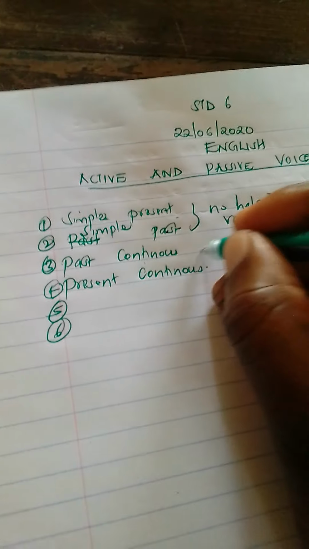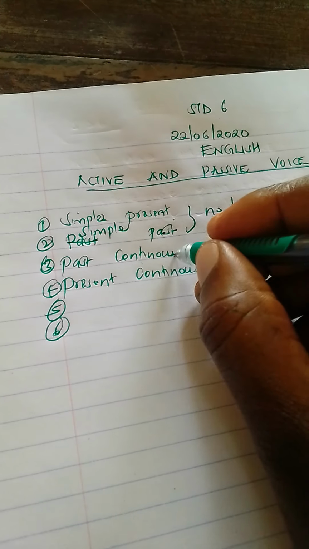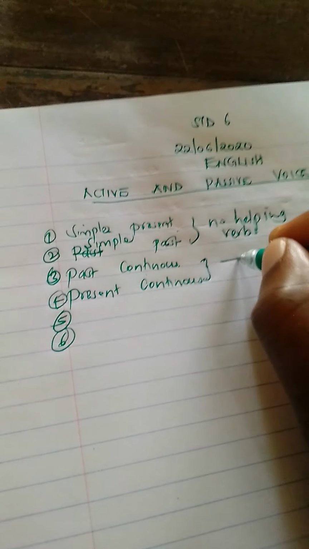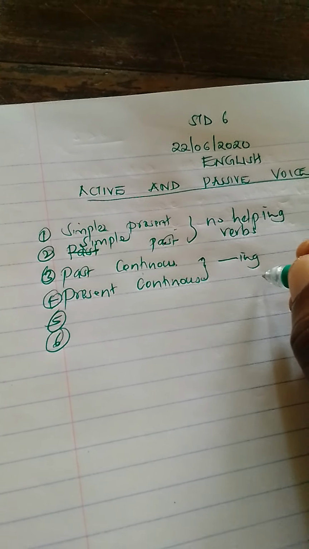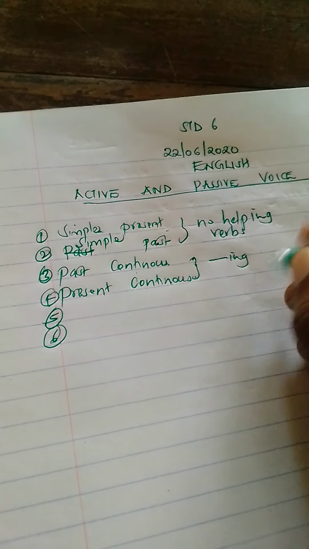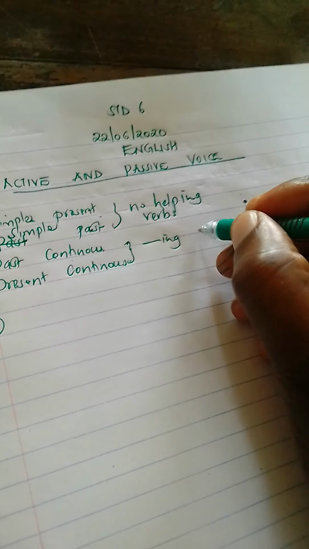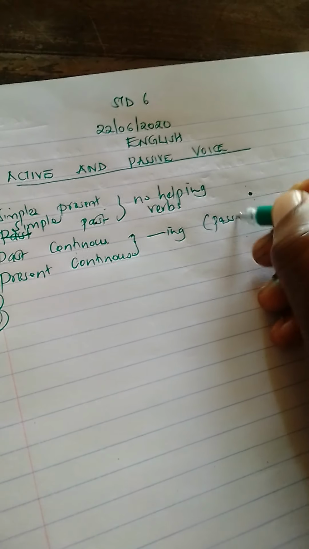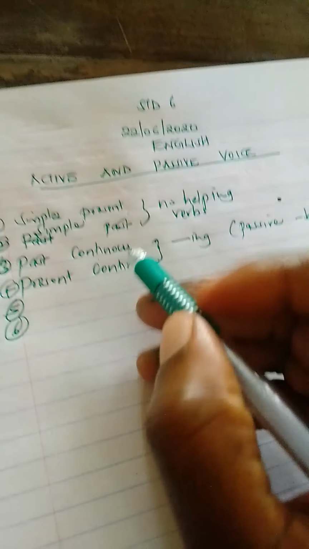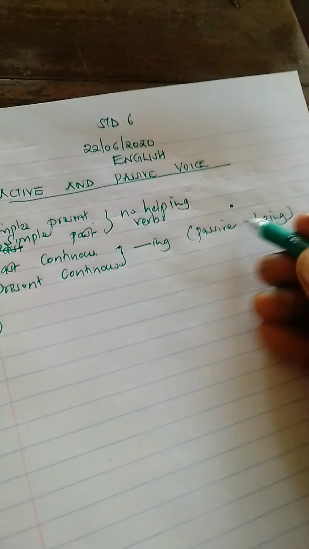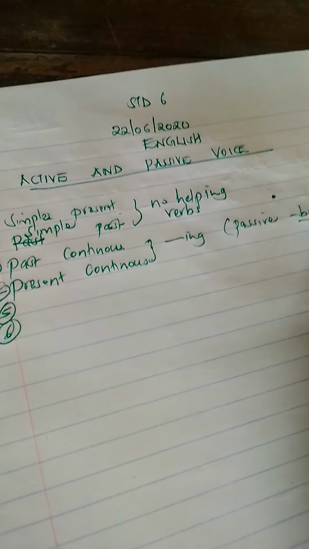Come to these two, whereby I say that when you just see the word continuous, that means that the verb must be holding an ing. She is cooking dinner. Dinner is being cooked. And I emphasized here that in their passive, this word being should be used. Once you see an ing in the sentence, being must be included.